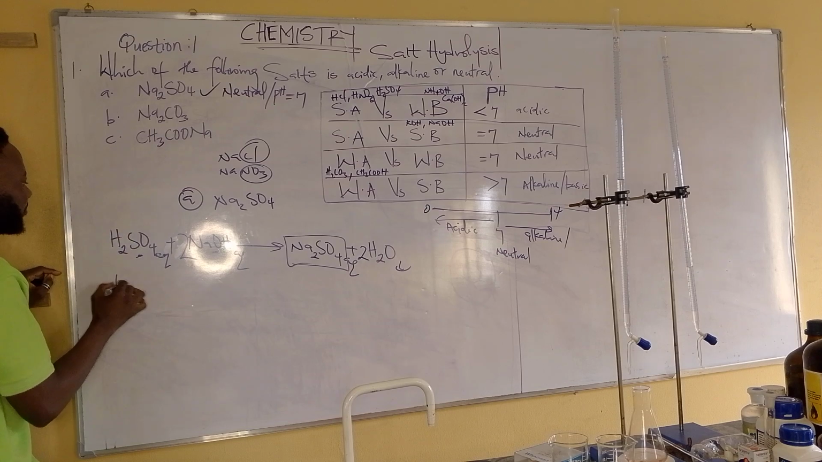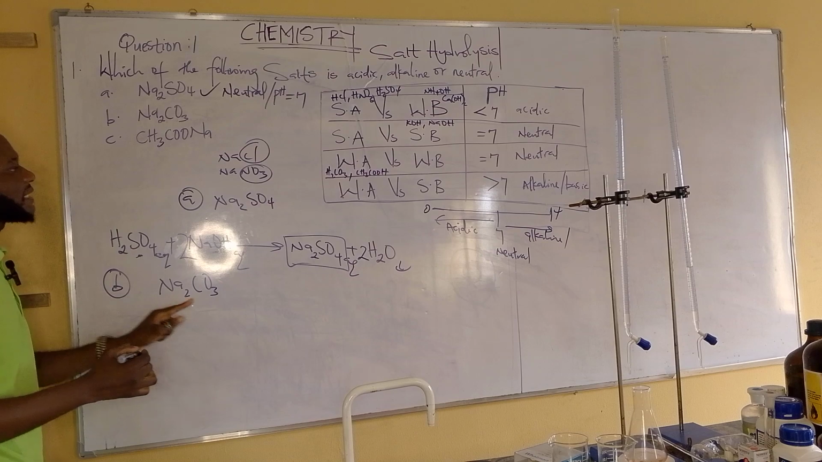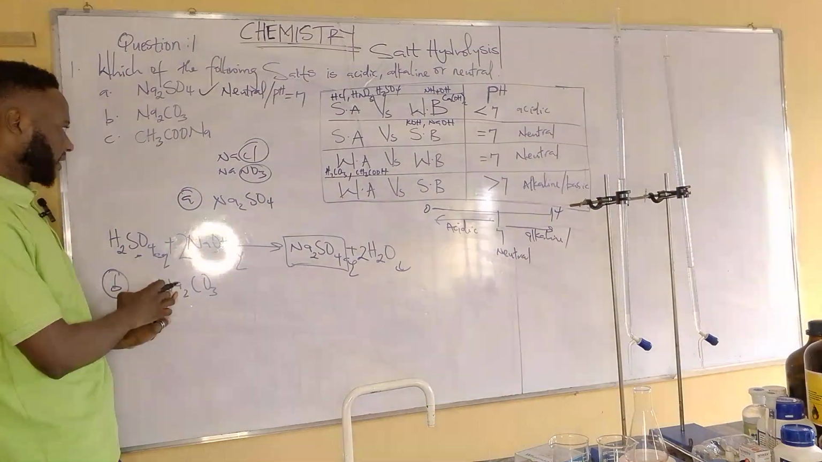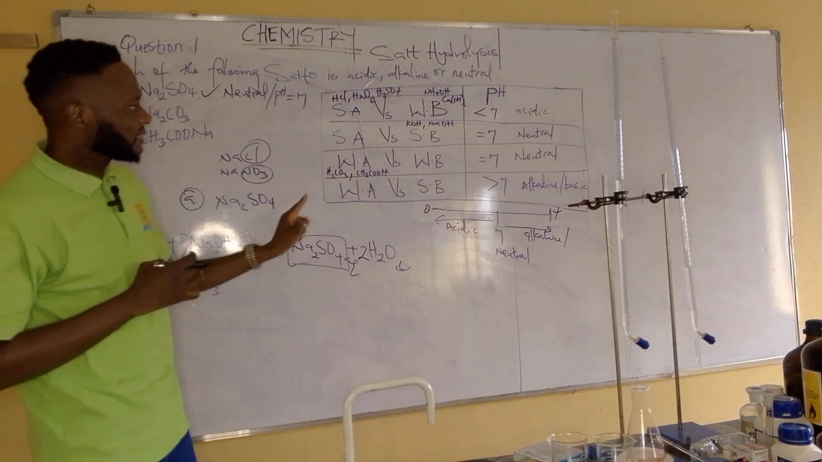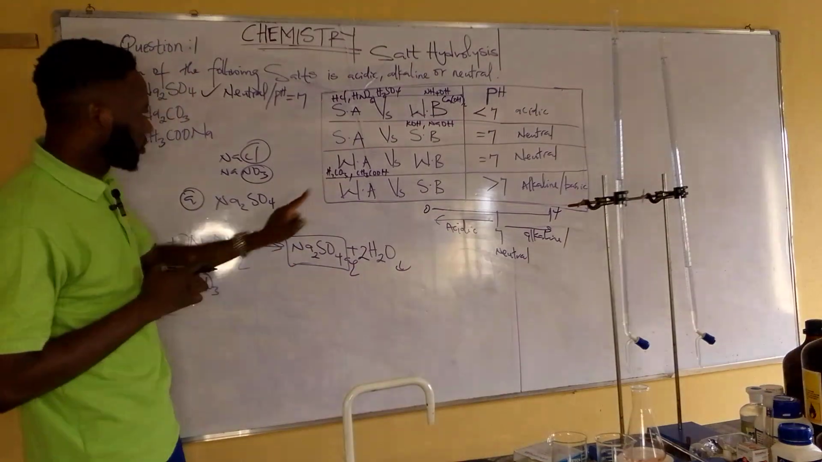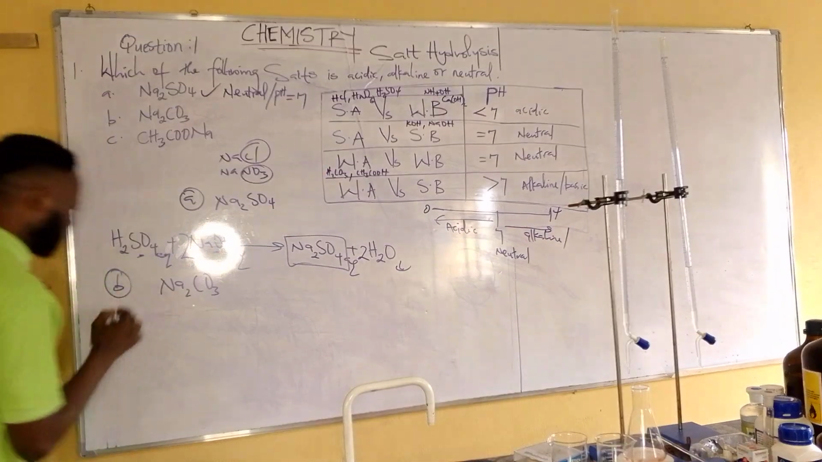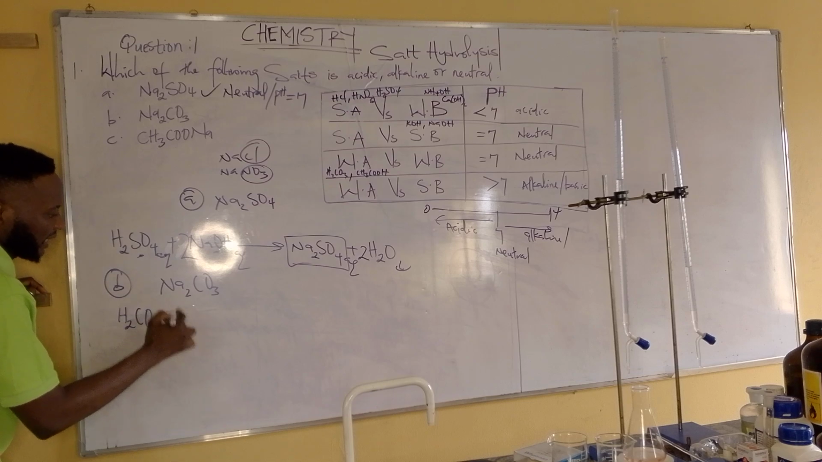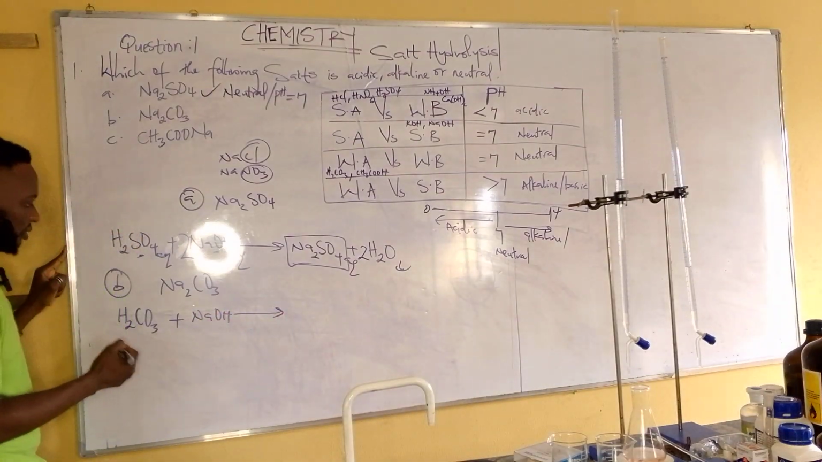Then for the second one, B is Na2CO3. Which acid has this CO3? Because we already have sodium hydroxide here. Whenever you see Na2, you take sodium hydroxide. So which acid has CO3? Look at it. This is carbonic acid, H2CO3. Then I'm going to write my H2CO3 is a weak acid, reacting with NaOH. NaOH is a strong base, so you already know the answer.